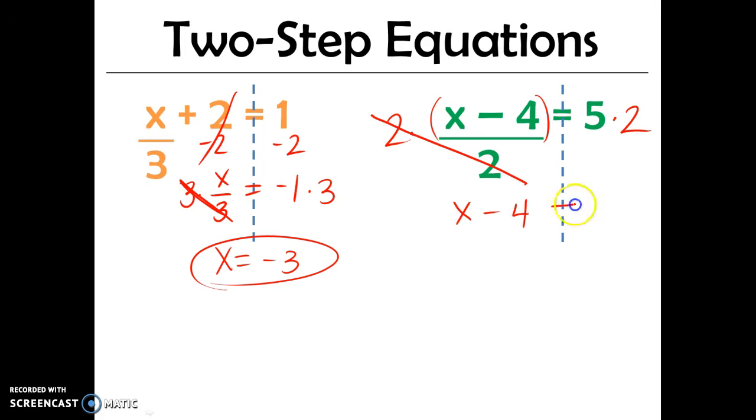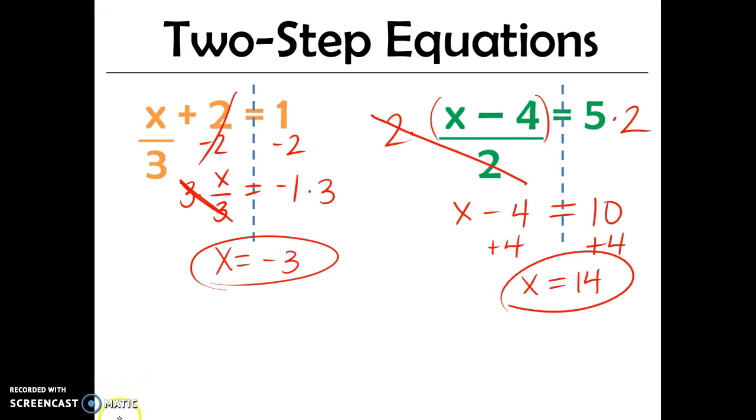x minus 4 equals 10. Don't mess with distributive property, just multiply by the number that's in the denominator. And then last step, minus 4, to undo it, do the opposite, add 4, and I'm left with x equals 14.